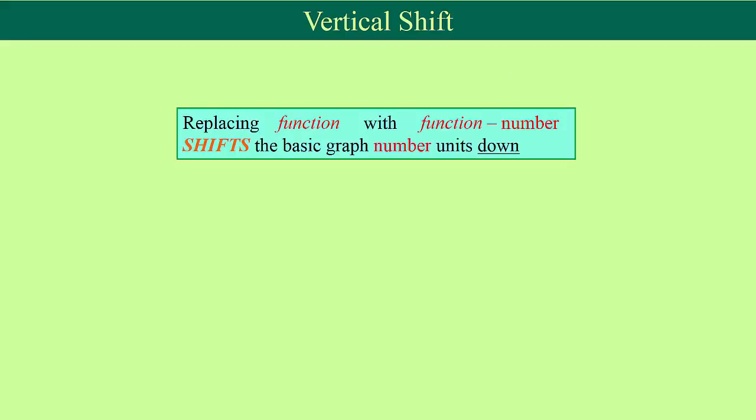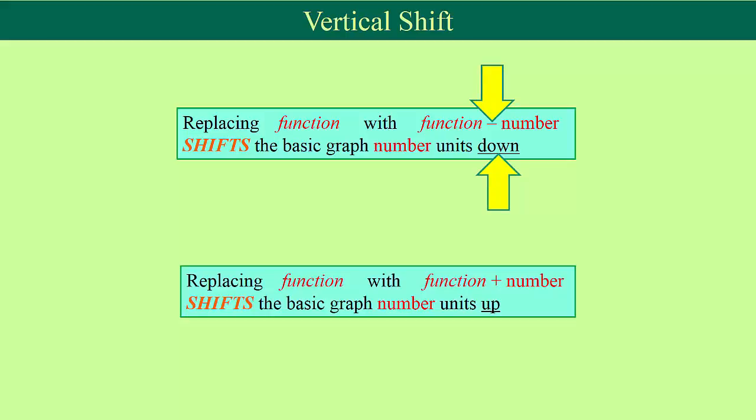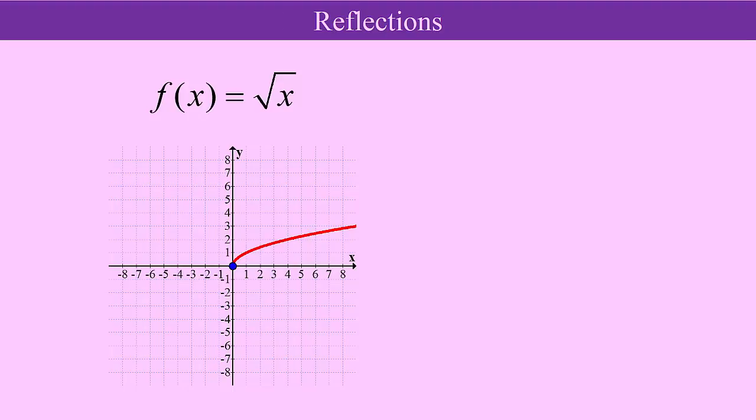Here's the idea of the vertical shifts. If we have a function and it remains the same and there's a number subtracted at the end, it moves it down. A number added moves it up. Here's another one. So the first kind of transformation was the shifts, horizontal and vertical.